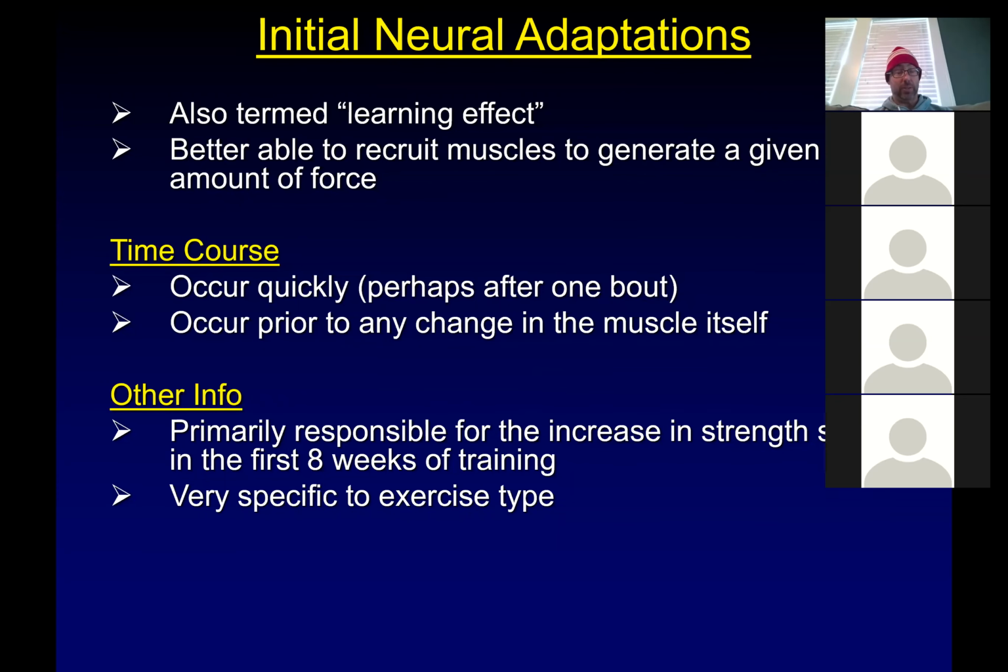As you practice that and you get better, that's a neural adaptation as the nervous system learns how to turn on the muscles in a more efficient manner to perform that task. Okay. So we can very often see neural adaptations as soon as after one bout of resistance training.